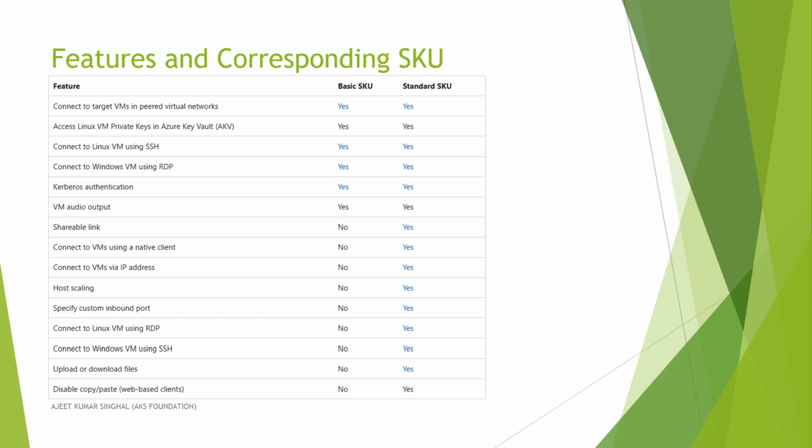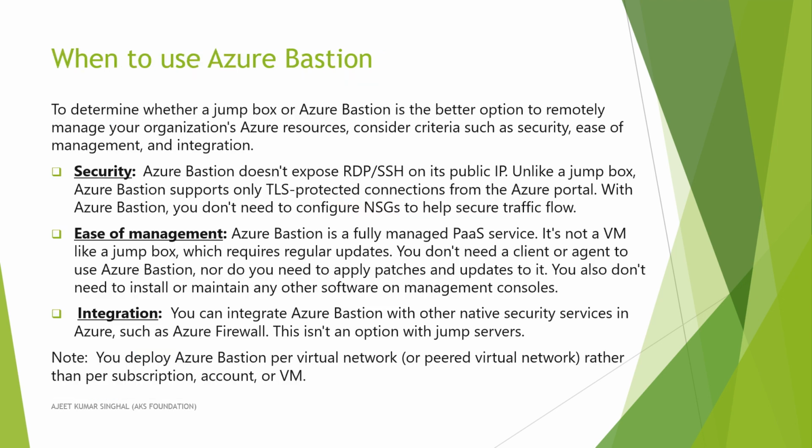If we go to the Standard SKU, including the Basic SKU features, we have a lot of features like shareable link, connect to VM using a native client, connect to VM via IP address, host scaling, specify custom inbound ports, connect to Linux VM using RDP, connect to Windows VM using SSH, upload or download files, disable copy or paste. These are the features.